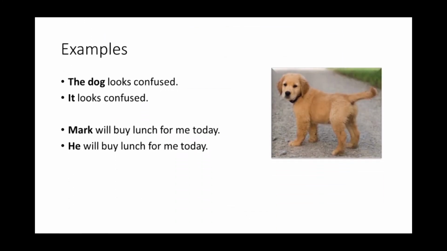Examples: the dog looks confused. Instead of saying the dog, we can use the pronoun it. It looks confused. Another example is, Mark will buy lunch for me today. Instead of saying Mark, we can use the pronoun he. He will buy lunch for me today.